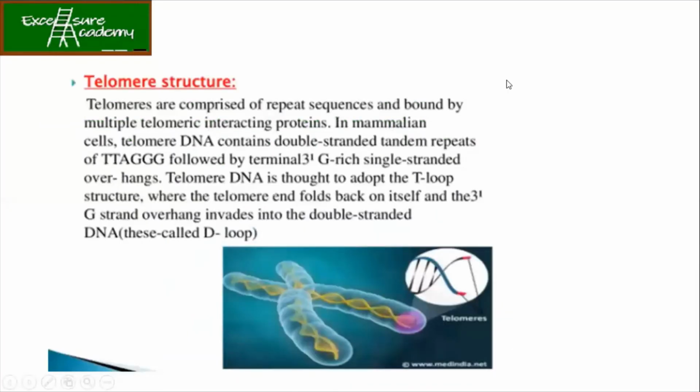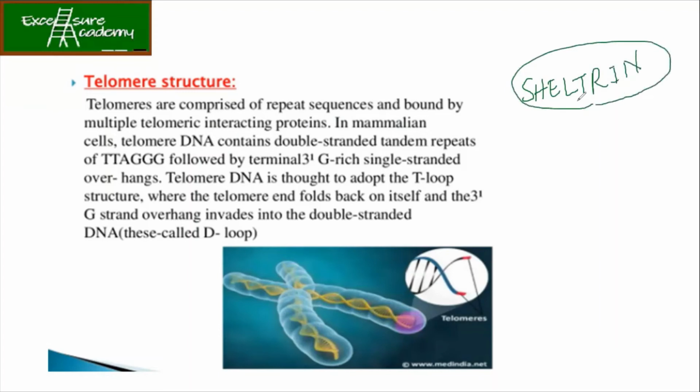Anyways, so how does your telomere structure look? They are composed of repeated sequences, and they have telomeric interacting proteins. Now, this telomeric interacting protein is also a very important concept, and they are known as shelterin. Have you guys studied about shelterin in your college, BSc, MSc? Yes? Yes, ma'am.